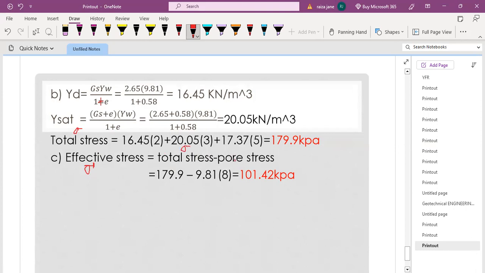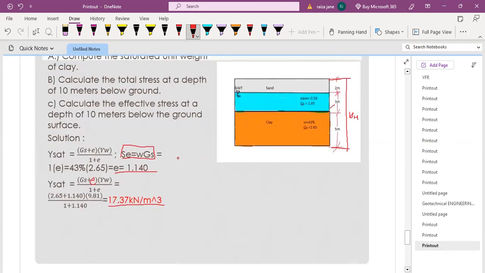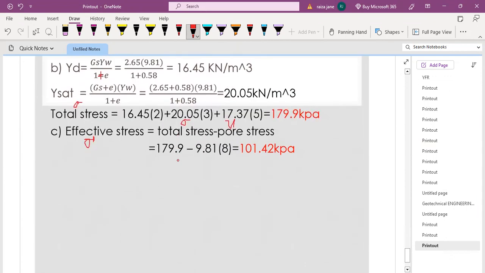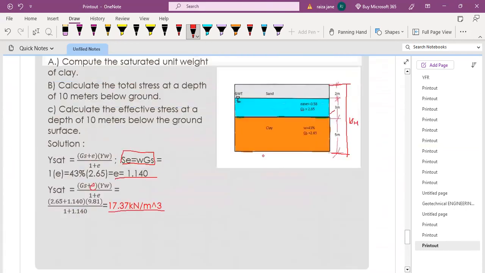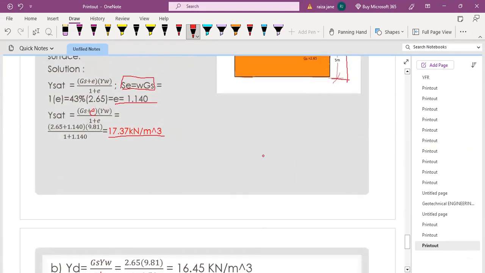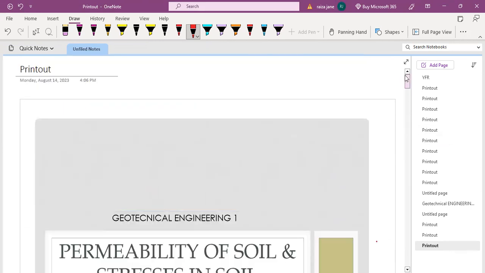Tapos, i-deduct natin siya sa pore stress natin na 8. So, 179.9 minus 9.81 times 8 is equal to 101.42 kilopascal. That's it. Okay na siya. I will stop it na.